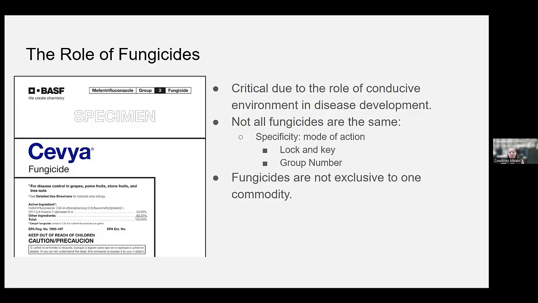And fungicides are not exclusive to one commodity. So group 3s aren't just something you find in grape. You'll find it in corn. You'll find it in carrots. So these different groups are being used across commodities.